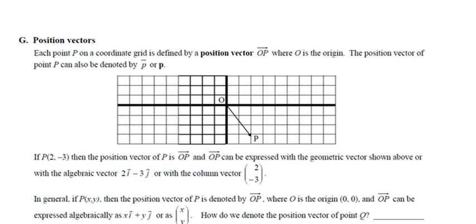Each point P on a coordinate grid is defined by a position vector OP, where O is the origin. The position vector of point P can also be denoted by p.